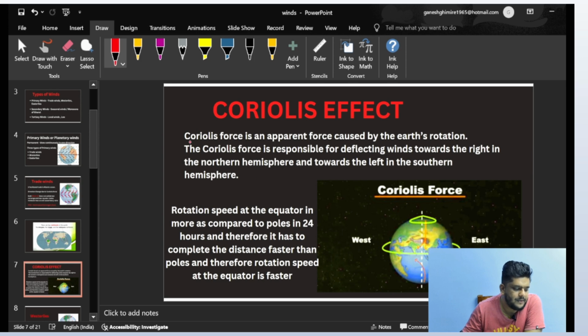Okay, let's discuss this. Coriolis force is an apparent force caused by Earth's rotation. The Coriolis force is responsible for deflecting winds towards the right in the northern hemisphere and towards the left in the southern hemisphere.